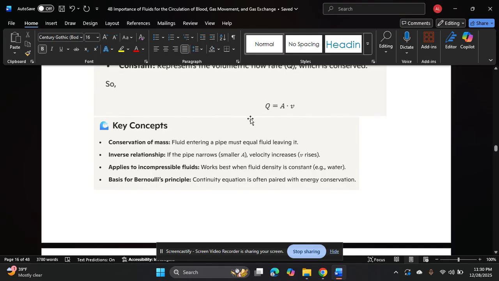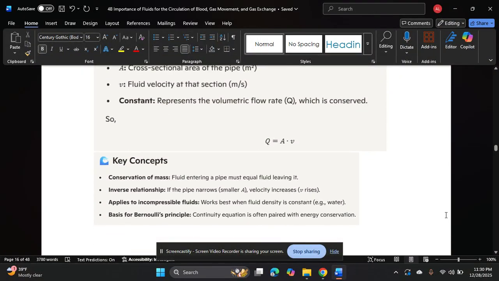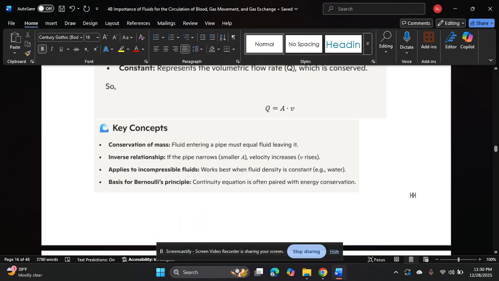Key concept: conservation of mass. Fluid entering a pipe must equal fluid leaving it. A1V1 equals A2V2, right? There you go. Inverse relation: if the pipe narrows, the velocity increases. Applies to incompressible fluids. The continuity equation applies to incompressible fluids, right? Works best when fluid density is constant, right? The rho is constant. Basis for Bernoulli's principle, very important, right? The continuity equation is often paired with energy conservation, right?